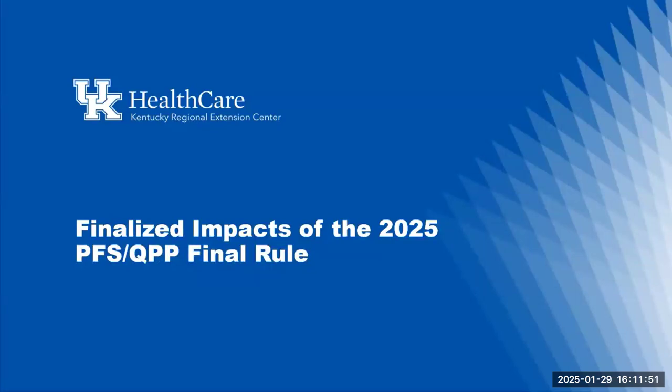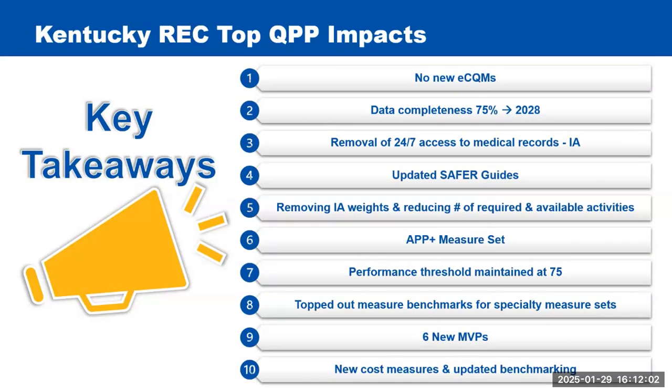Now, to go through some of our impacts of the PFS and Quality Payment Program final rule in 2025. So these are in no certain order, but I think I just want to go over a couple of these highlights just to keep fresh in our minds. CMS did not finalize, nor were any eCQMs proposed for 2025. So that's something to consider. A lot of us use eCQMs for our reporting for the program. So again, we want to keep our eyes set to that to see what else comes down the pike.